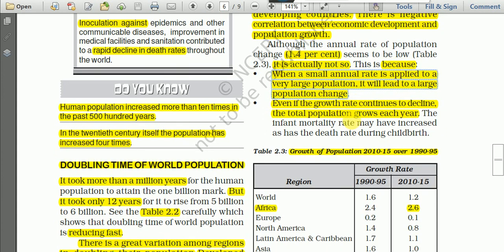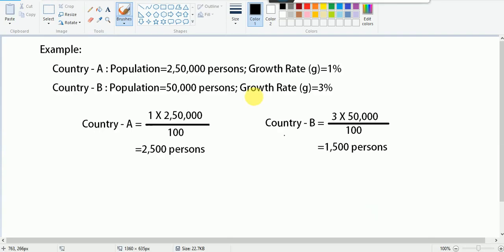So now let us see an example. Here we have a country A. This is just an example. The population of country A is 250,000 persons, and the population growth rate of country A is only 1%. And here we have another country B, and the population of country B is 50,000 persons. The population is less in this case, but the growth rate is 3%.